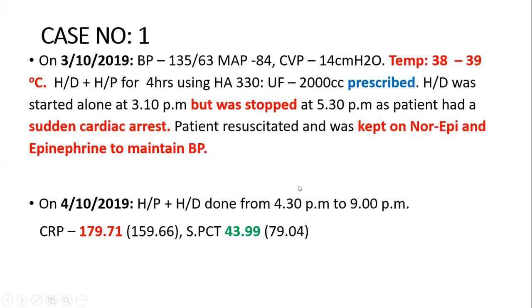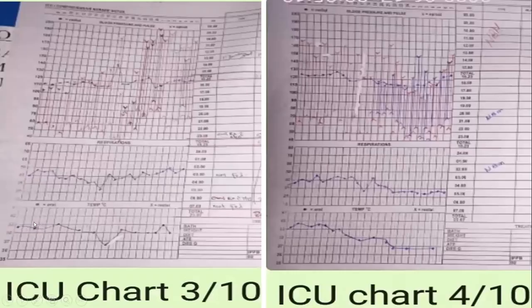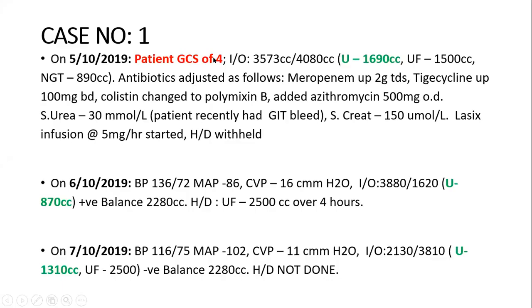If you look at the chart here, on the third the temperature started going up again, up to 39. So then we did the hemoperfusion. The temperature in degrees centigrade again went down and started improving after the hemoperfusion. On the 5th, we found the patient's coma scale had gone down to 4. His urine was improving, and his kidney function was improving.